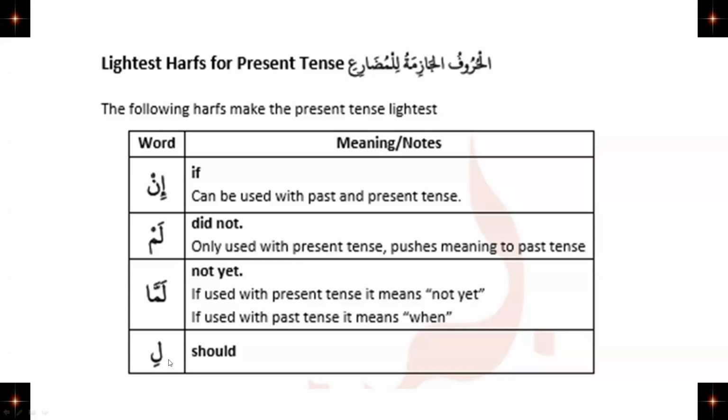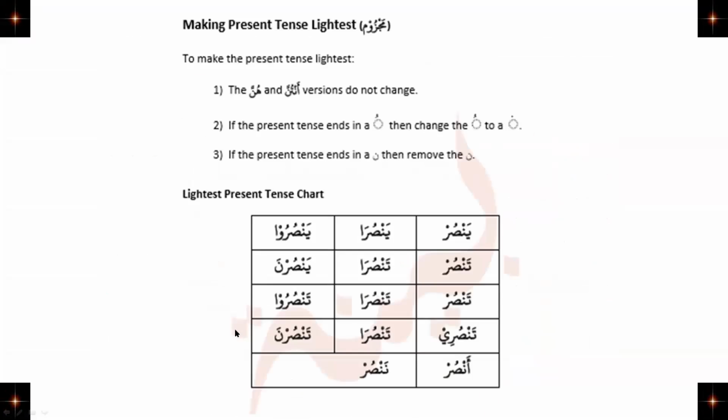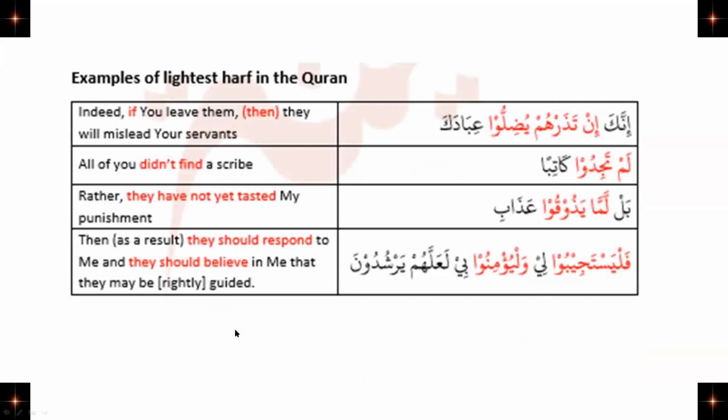They make fi'l mudari lightest, or they put sukun where there is no noon at the end, and they drop the noon if there is noon there, except the unna and antunna forms. Okay, so don't forget that fi'l mudari has certain letters: in, lam, lamma, and li, and then these letters an, lan, izan, kay, likay, and hatta. These letters make fi'l mudari either jazm or nasb.